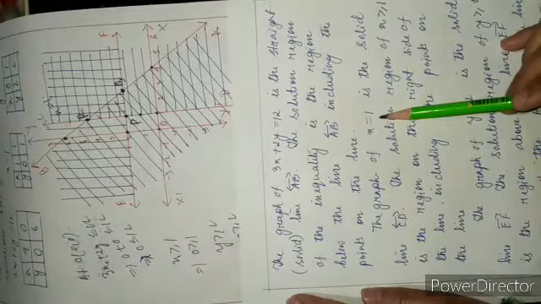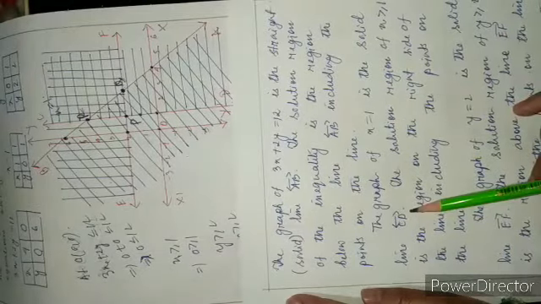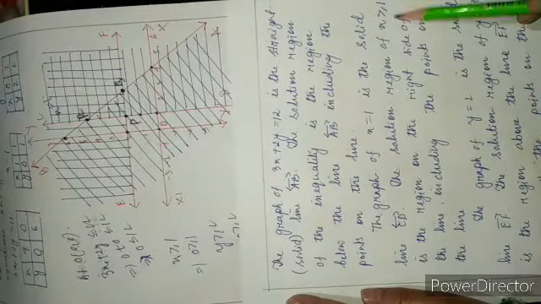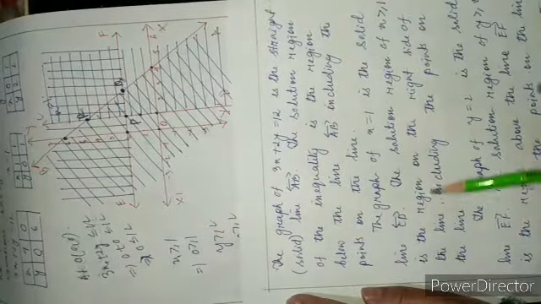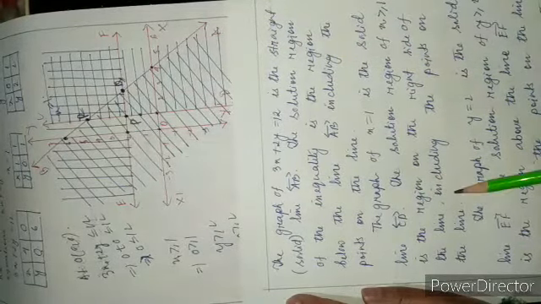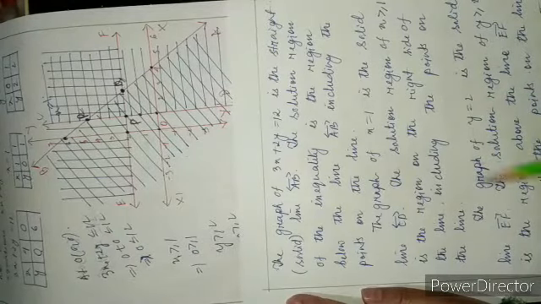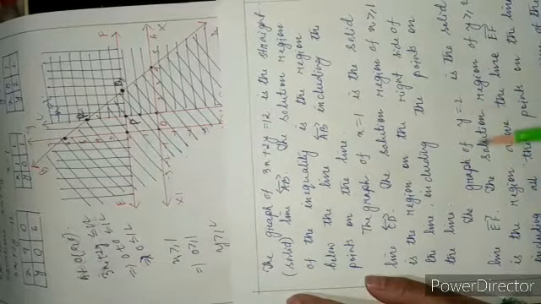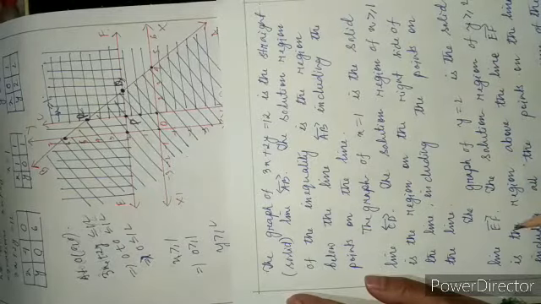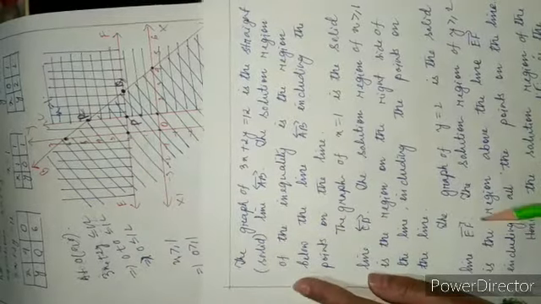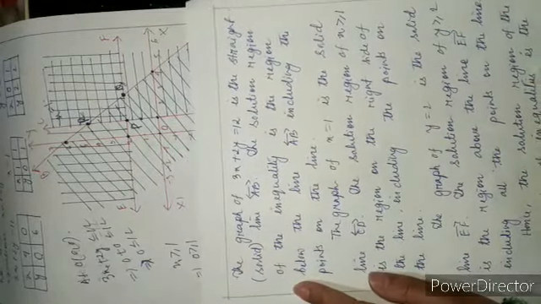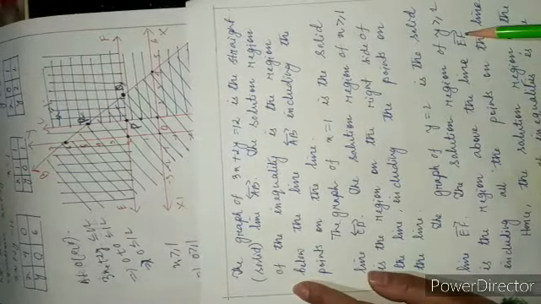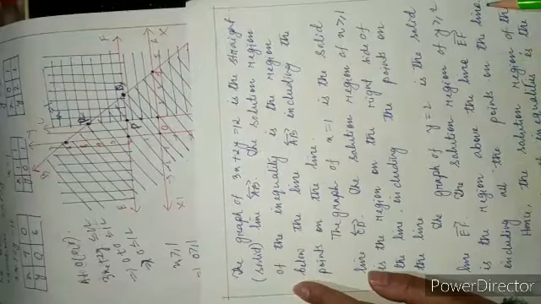Second, the graph of x is equal to 1 is the solid line CD. The solution region of x greater than or equal to 1 is the region on the right side of the line, including all the points on the line. Next, the graph of y is equal to 2 is the solid line EF. The solution region of y greater than or equal to 2 is the region above the line EF, including all the points on the line.